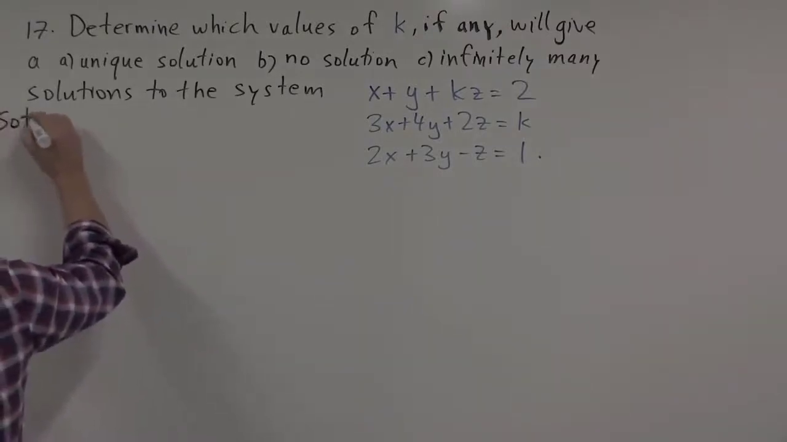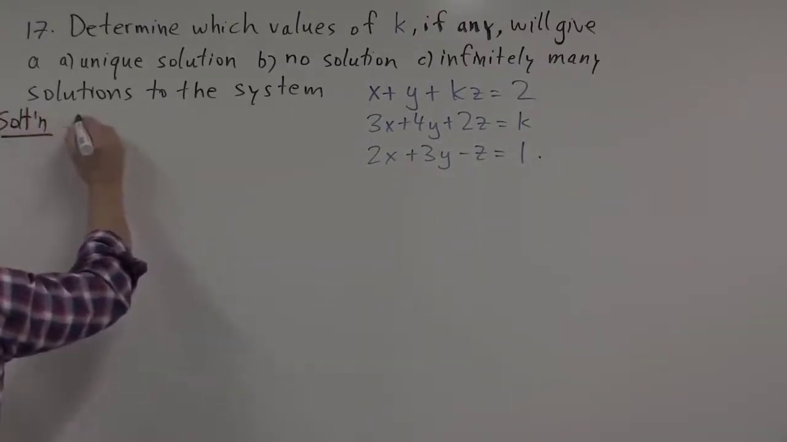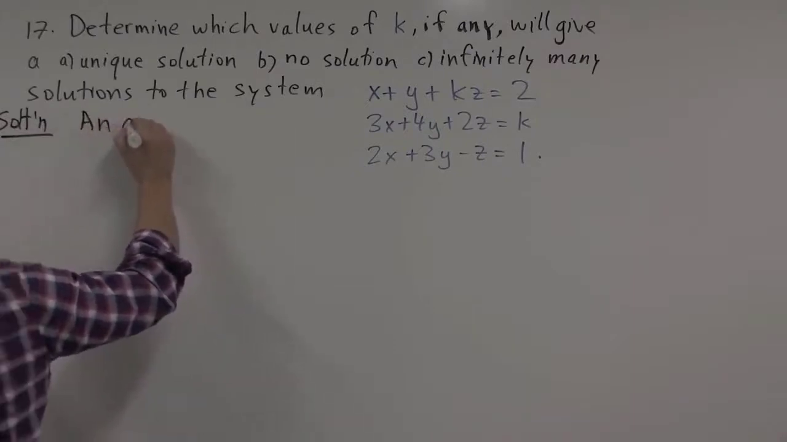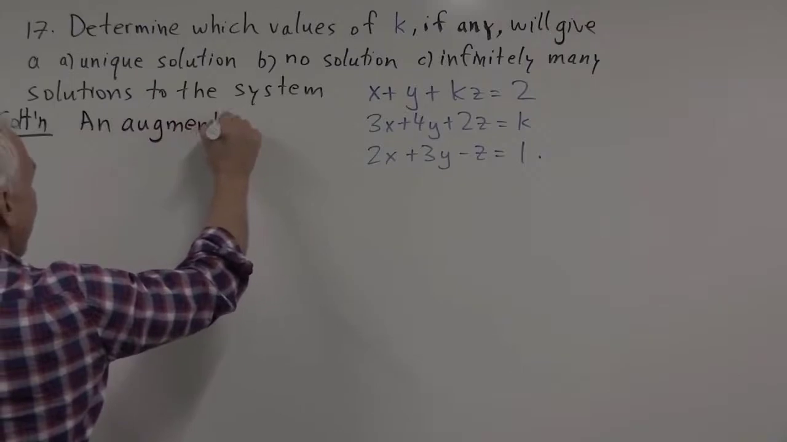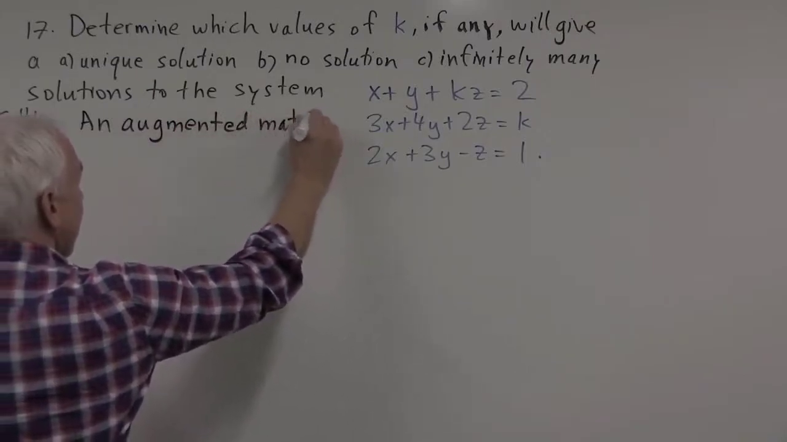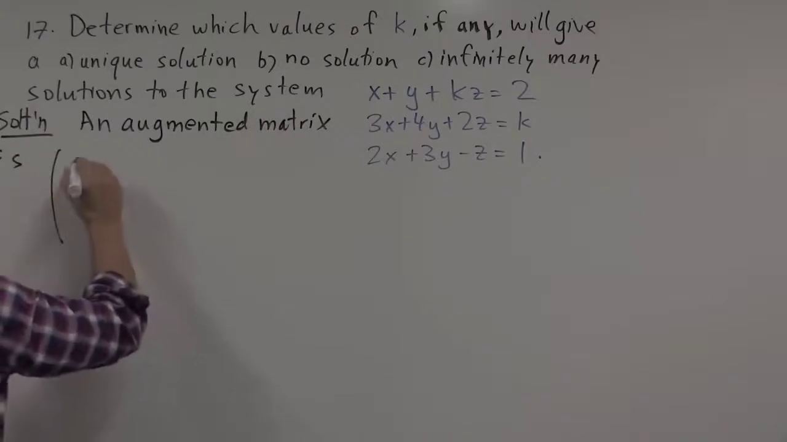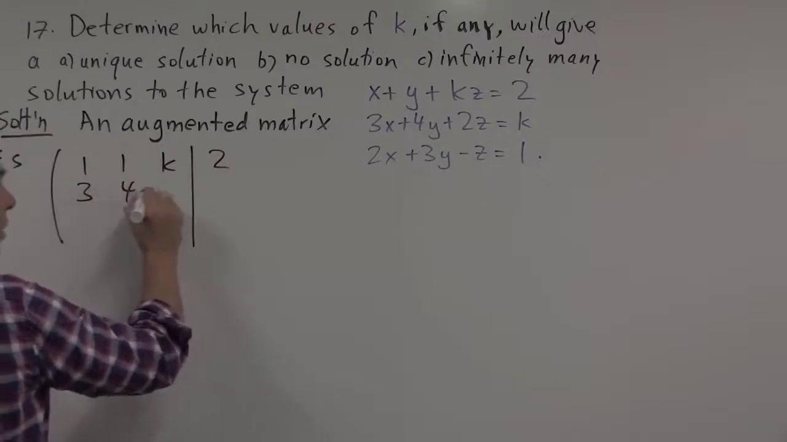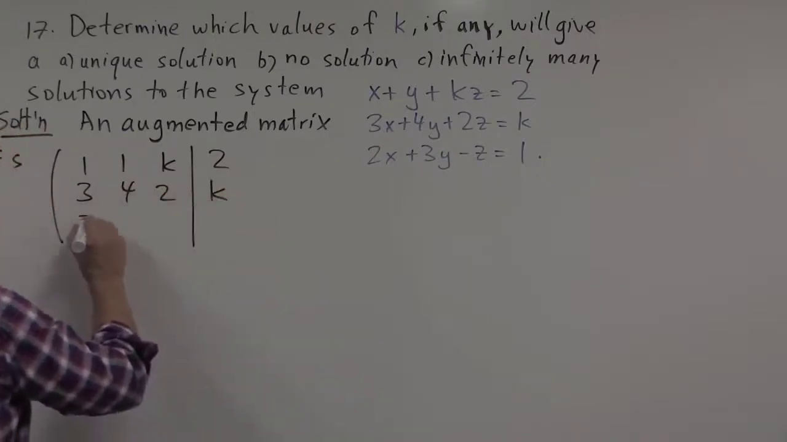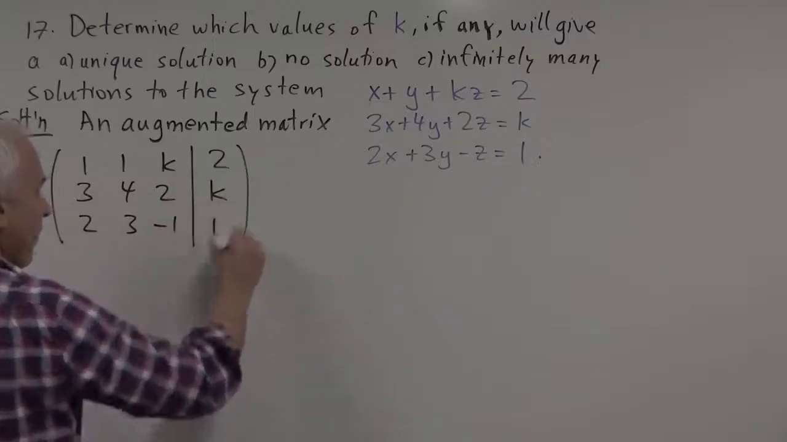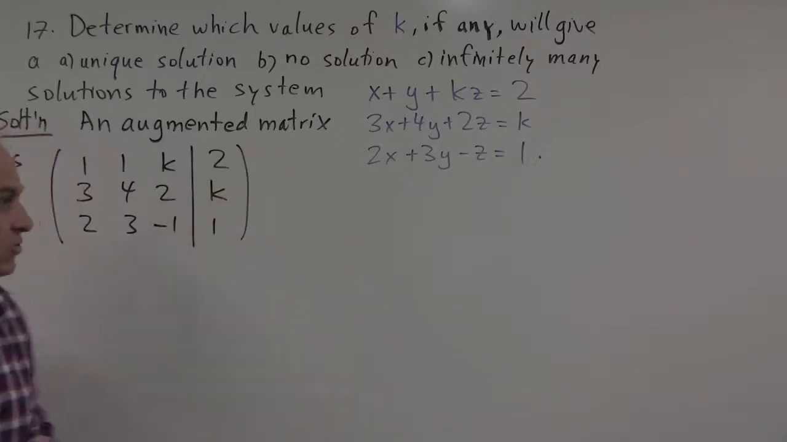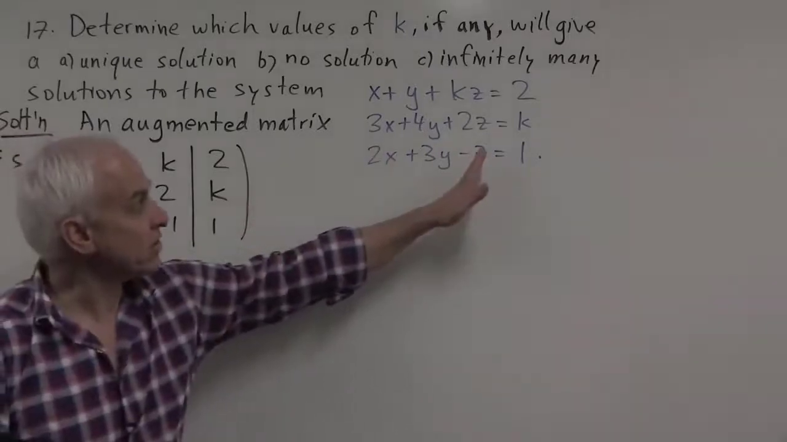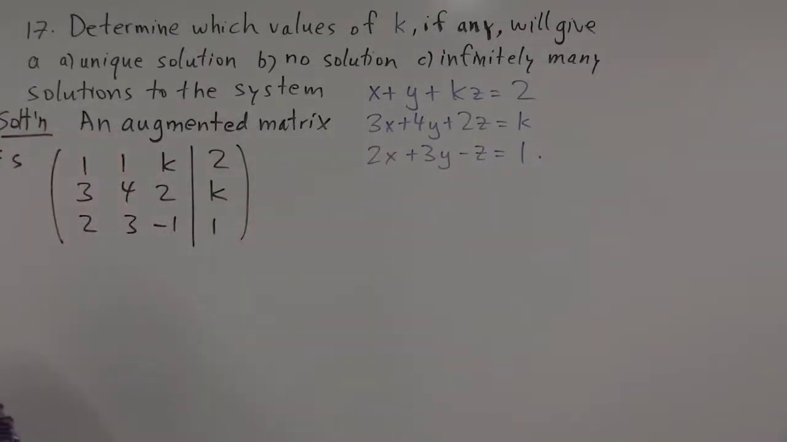So our solution starts with writing down an augmented matrix. An augmented matrix is, all right, so 1, 1, k, and 2 is the first equation. 3, 4, 2, and k is the second equation. And 2, 3, minus 1, 1 represents the third equation. So we've just written down the coefficients of the x, y, and z on the left-hand side, the coefficient part of the matrix, and 2, k, 1 on the right-hand side there.